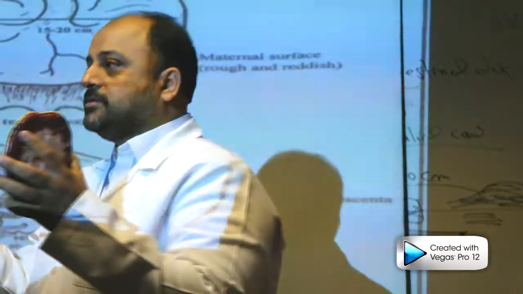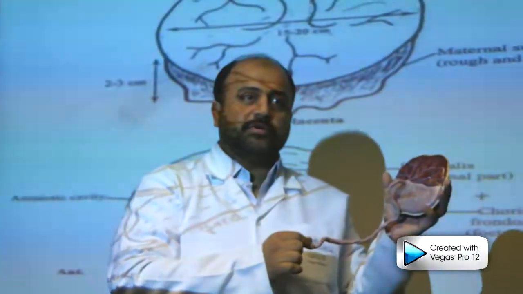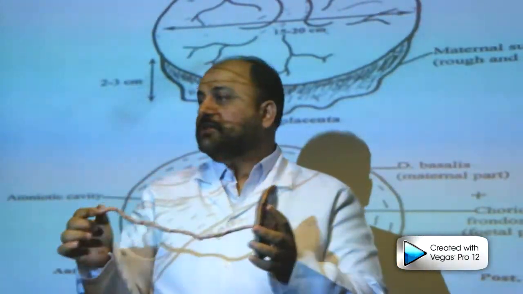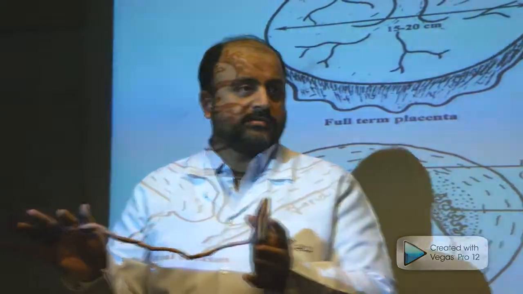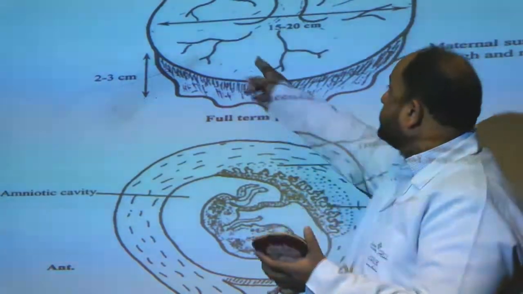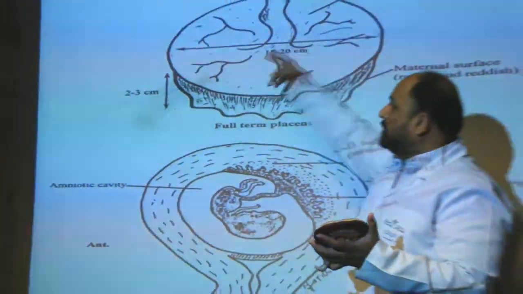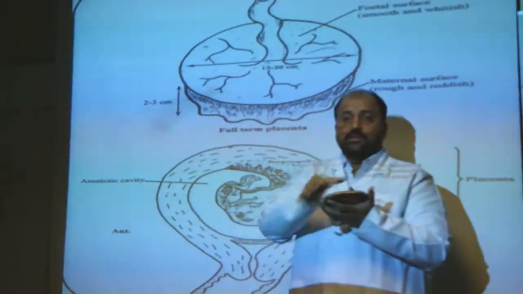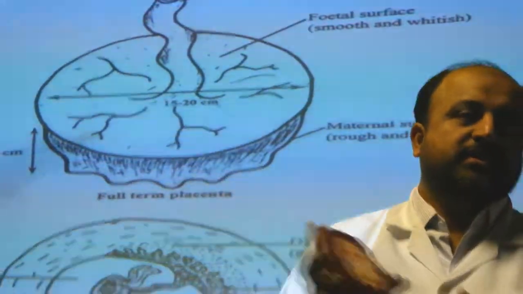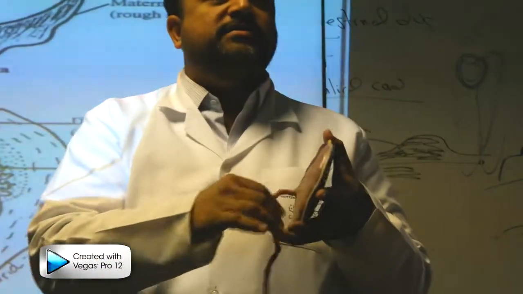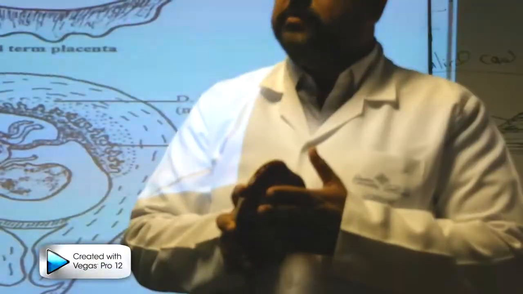Nutrition and oxygen supply to the developing early stage of embryo, then fetus, for the exchange of material between mother and the fetus. Here you can see the size, 15 to 20 centimeters in diameter and 2-3 centimeters thick. This you will all study. But here, can you identify what this structure is? Placenta.